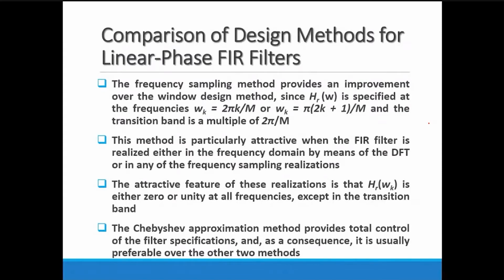So the next is the Chebyshev approximation method. It provides total control of the filter specifications, and as a consequence, it is usually preferable over the other two methods. As I told you, in the Chebyshev approximation they provide precise control, and they try to reduce the error in such a way that the error is spread between the passband and stopband ripple. So it is also known as an equiripple filter design. So it is usually preferable over the other two methods.